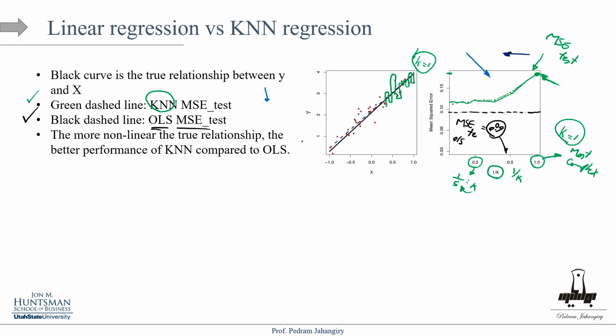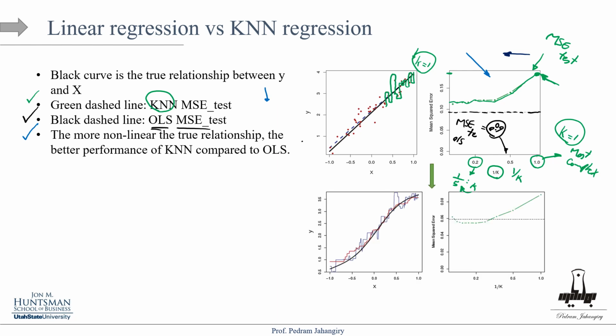Now, what if the true relationship becomes more and more nonlinear? What does that mean? The more nonlinear the true relationship, the better the performance of KNN compared to OLS. Let's look at another example. Imagine here the true relationship is this curve, this kind of S curve.